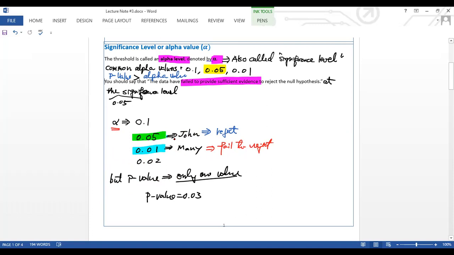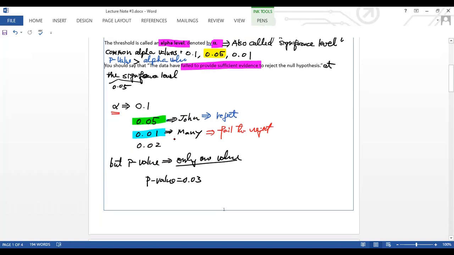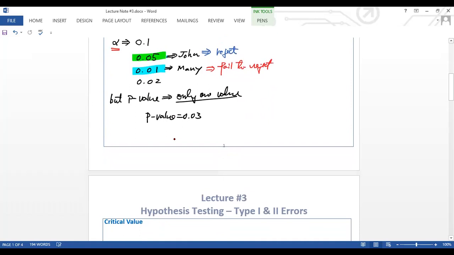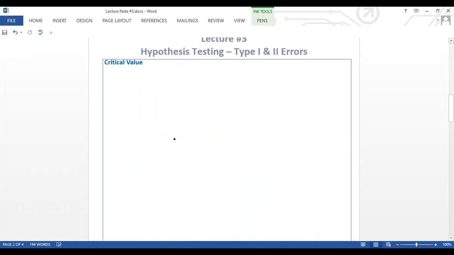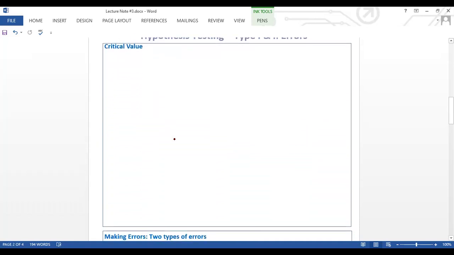And now the next thing we're going to talk about is the critical values. Okay, so all these are terminologies, and we need to be very careful, right? So what is the critical value here?